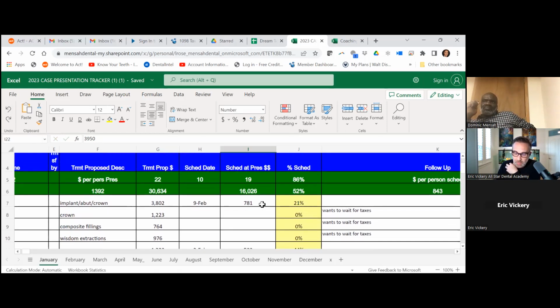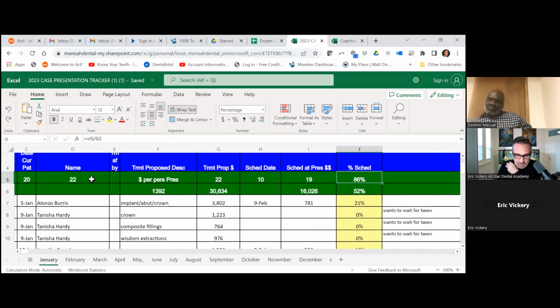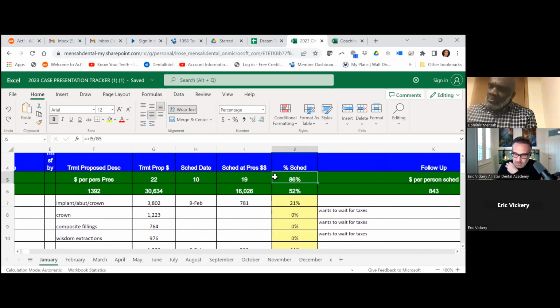What I want you to understand is that we want 80% of the people, okay? This is the number of people, 80% of the people scheduling. So we're at 19 out of 22 people scheduled. That's an 86% scheduling rate. That's pretty good. And then we want at least 60% of the dollars that we present to be scheduled.